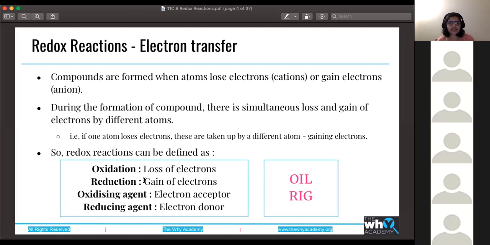Because reduction is gain of electrons, this gain has to happen from somewhere, right? If X has to undergo reduction, it has to gain electrons, so X has to become X minus. Where does this extra electron come from? The reducing agent is an electron donor. The substance can be a compound or an element, the substance that enables reduction, that provides electrons so that this reduction can take place. It's an electron donor.